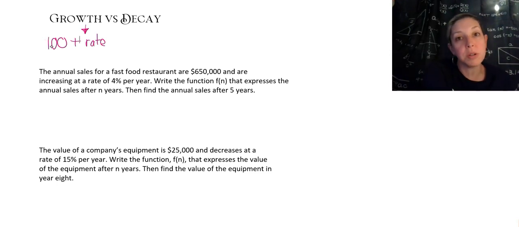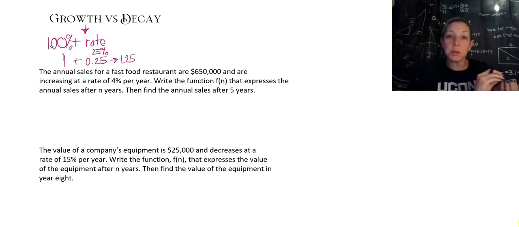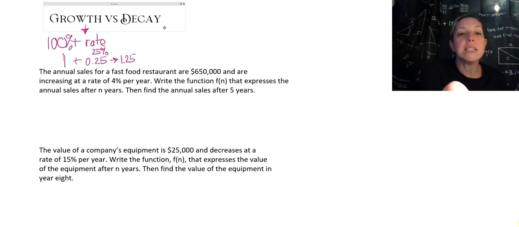So 100% as a decimal would be 1, and whatever your rate is, like let's say that this is just a rate of 25%, that would be 0.25. So for that one, I would use the rate of 1.25. Again, you have 100% of what you started with plus 25% more, so 1.25.